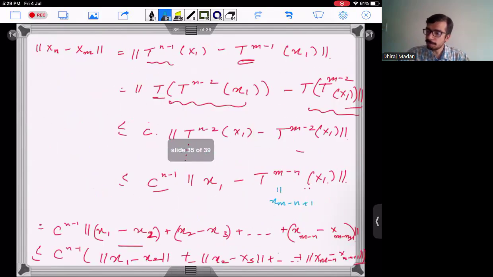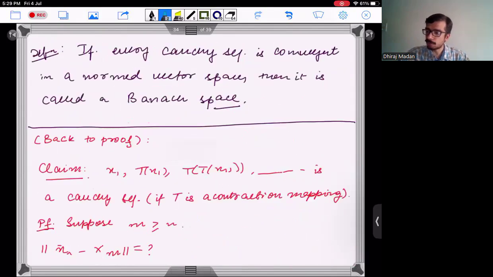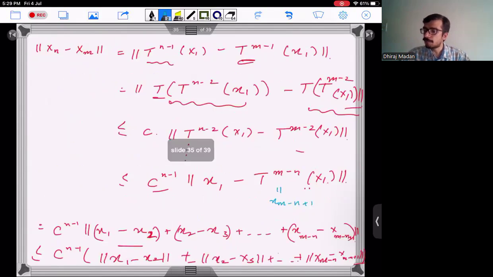Okay. So let's just revisit the proof. What did we do until now? So we took the sequence x1, x2, and so on, where x(n+1) is just T of x(n). So first we showed that the sequence is Cauchy. How did we show that? We took two arbitrary elements.